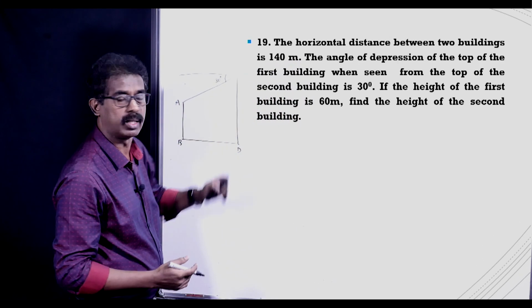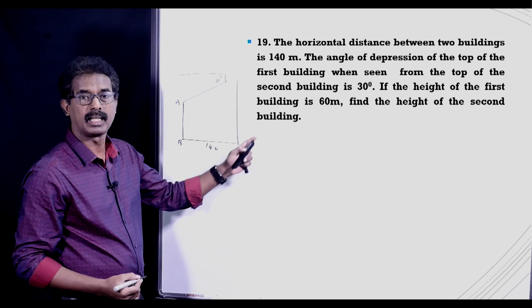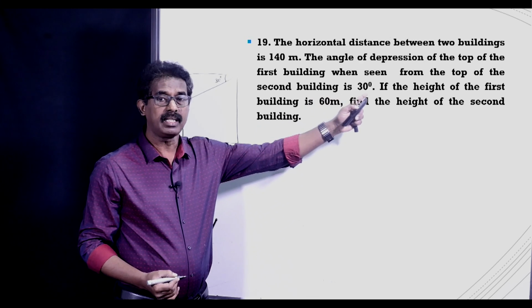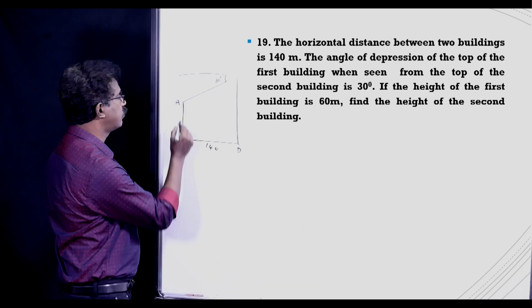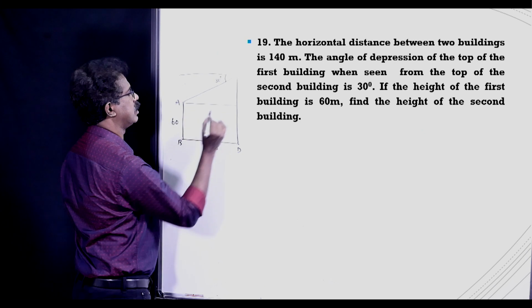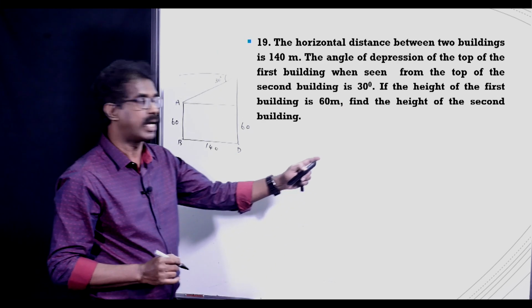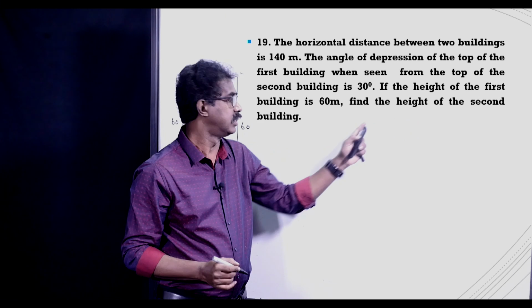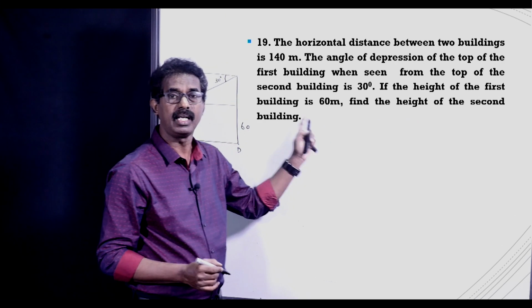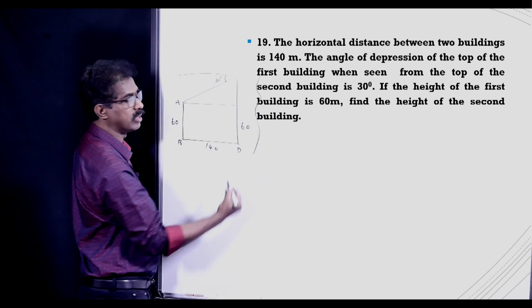140 meter, right? So this is 140. Then what else is given? The height of the first building is 60 meter. So if I draw a line like this, this is 60, so this also is 60. What is the question they asked? Find the height of the second building. That is, this height we have to find.